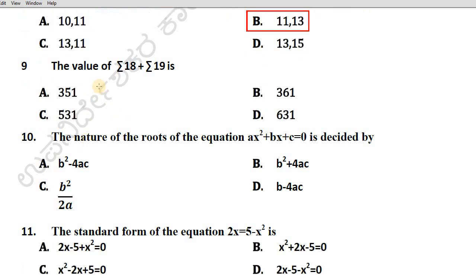Next question. This is a different question, I felt, children, because this was there in the earlier textbook. So nicely they have framed this question. The value of summation 18 plus summation 19 is. As you see this problem, you feel that there is something you are not understanding. So first, see this term, the summation 18. It means you want to find the sum of the first 18 terms. I repeat again, children, find the sum of 18 natural numbers.